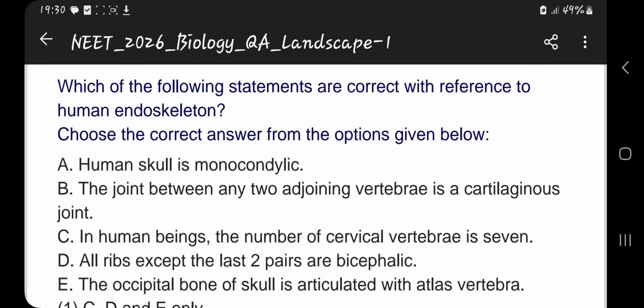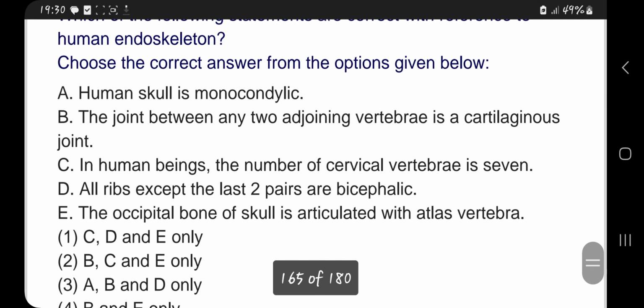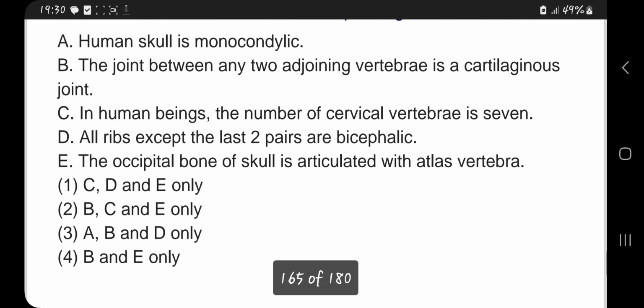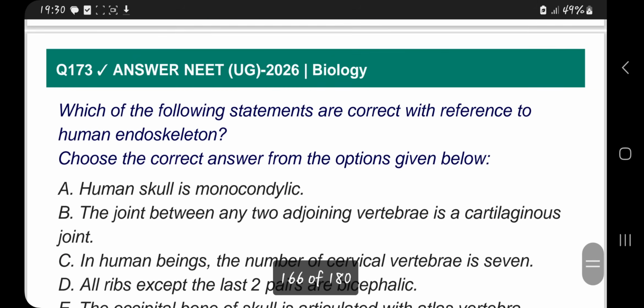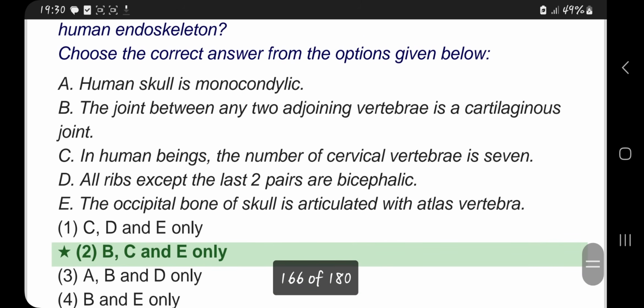All ribs except the last two are bicephalic. The occipital bones of the skull are articulated with the atlas vertebra. So the correct answers here: A is wrong. So you can remember about that. D, all ribs except... so the answer is B, C and E.